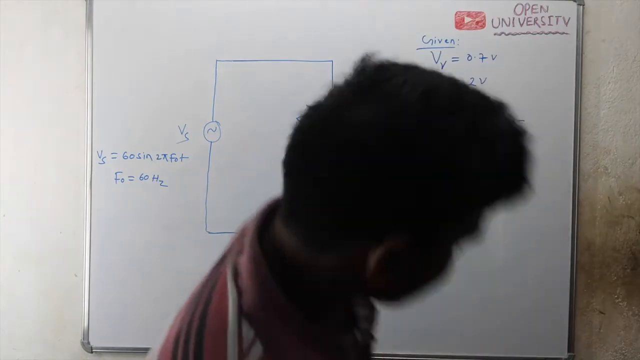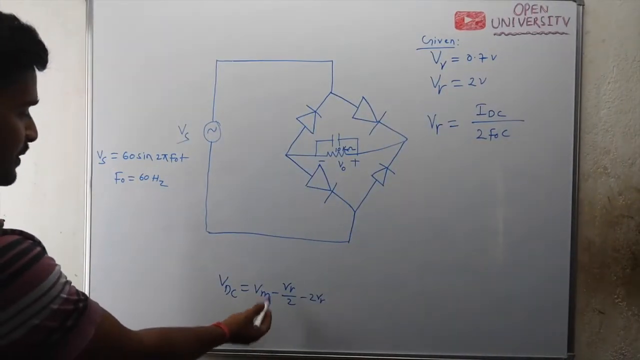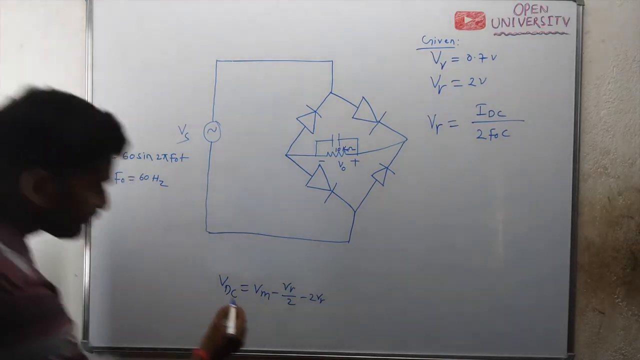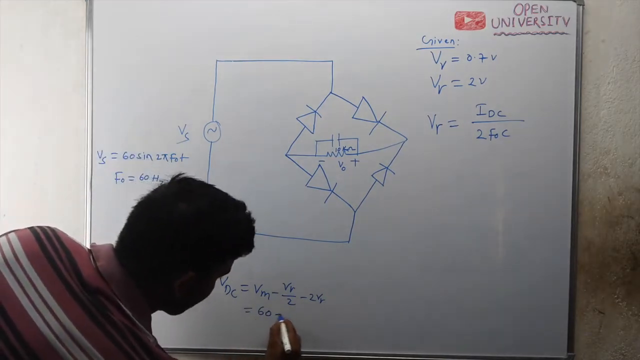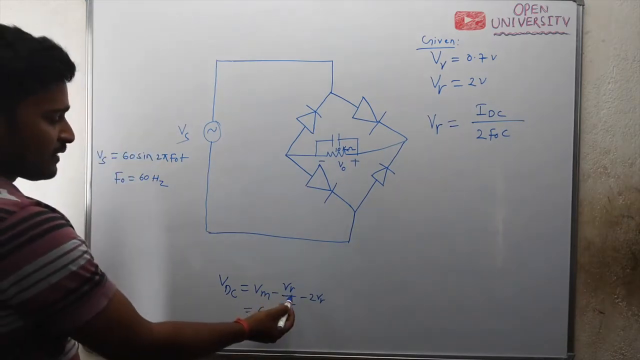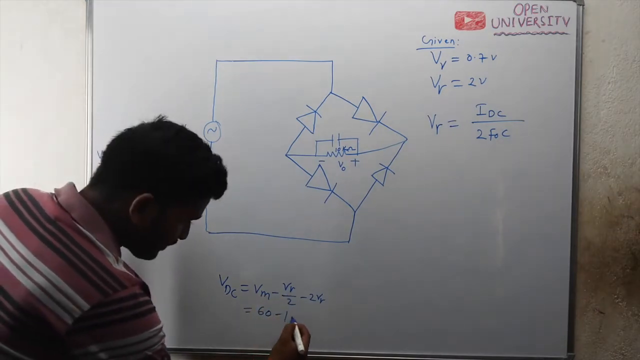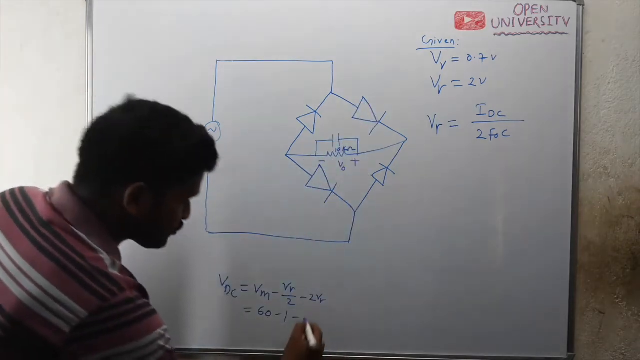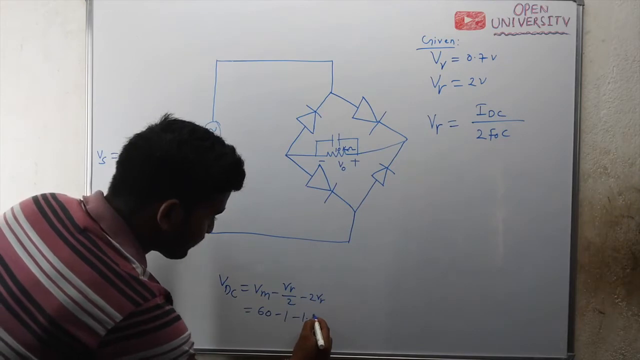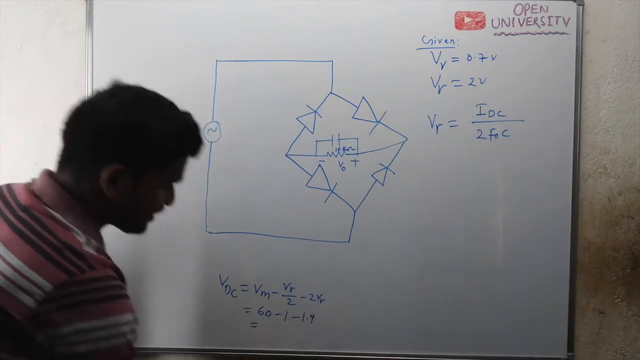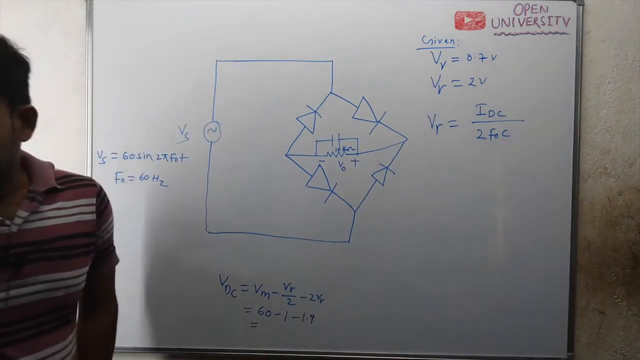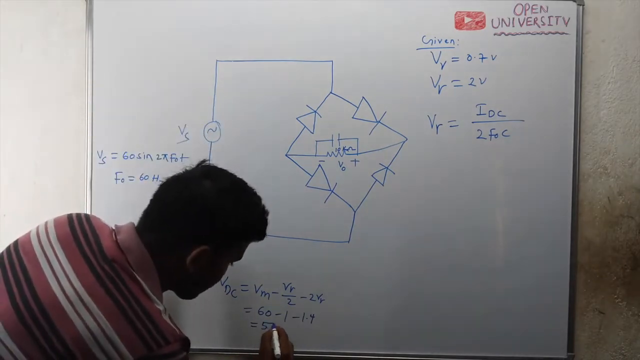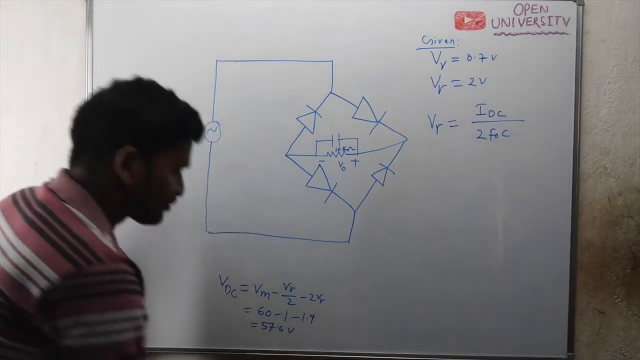Now, what is Vm? Vm is the maximum value of input voltage. What is the maximum value? 60 volt. So 60 minus what is VR, which is 2, 2 by 2 that is 1, minus what is V gamma, 0.7 volt. So 2 into 0.7 that is 1.4 volt. If you subtract, then the value of VDC will be 57.6 volt.